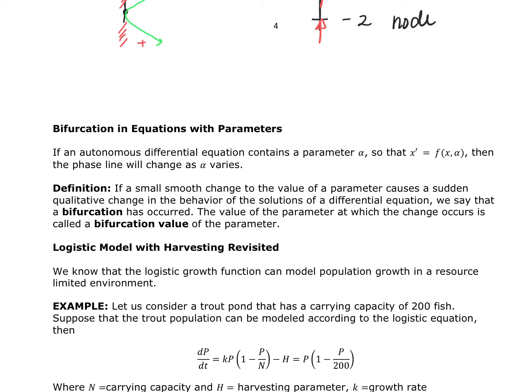So a small, smooth change in my parameter causes a sudden qualitative change in the behavior of the solutions of the differential equation. Then we say a bifurcation has occurred. The value of the parameter at which it changes is called the bifurcation value of the parameter. So let's look at our logistic growth models, and in particular, the logistic model with harvesting.